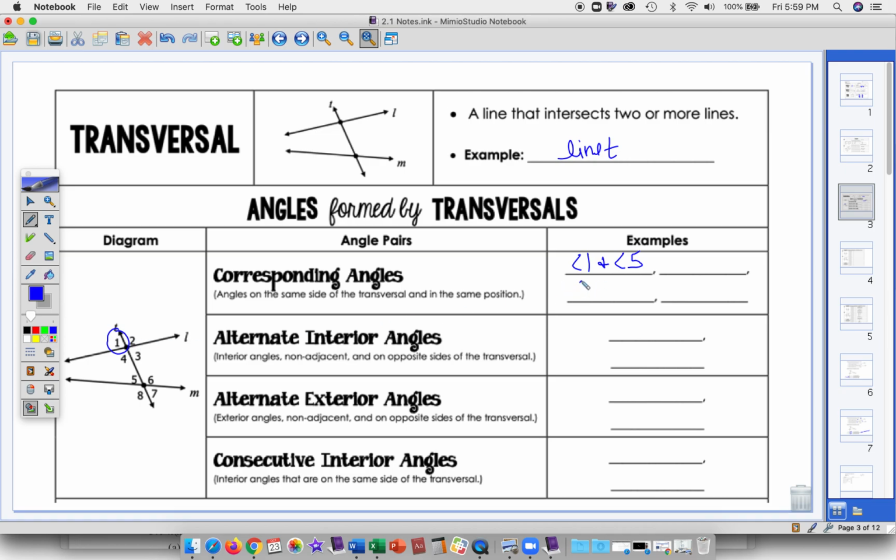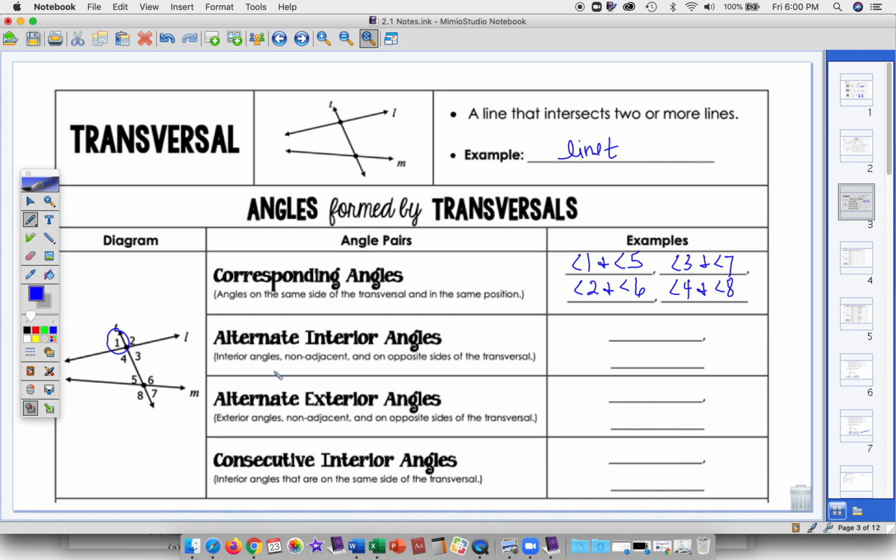Angle 2 corresponds to angle 6. They're both on the right-hand side of the transversal, and again, 2 is above L, 6 is above M. Angle 3, if I look at angle 3, it corresponds with angle 7. They're both on the right-hand side of the transversal. 3 is below line L, and 7 is below line M. And then lastly, angle 4, that would correspond with angle 8.